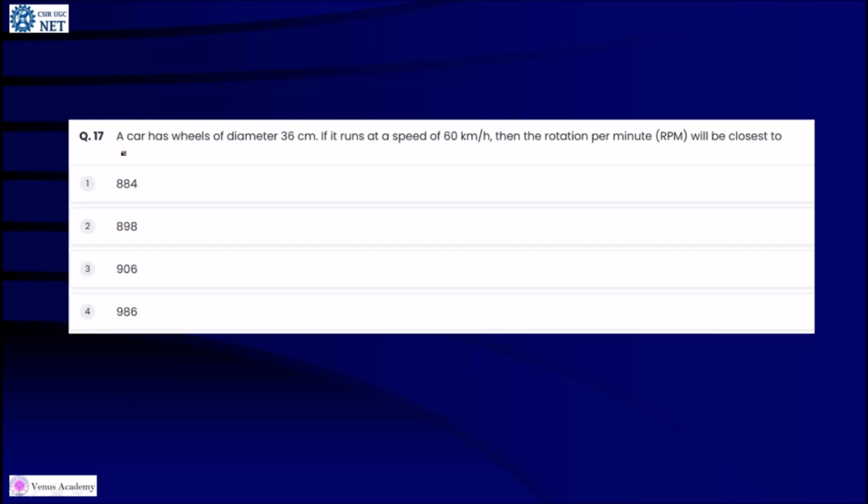Next. Question number 17. A car has wheels of diameter 36 centimeters. If it runs at a speed of 60 kilometers per hour, then the rotation per minute, RPM, will be closest to option number 1. 884 is the correct option, students.